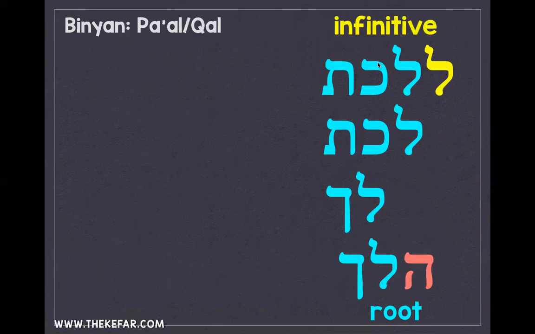So this, as you can see, is just a regular Paal verb. Now that we have the root, it's regular. It's not acha. It doesn't end in an ayin. It doesn't end in an aleph. It's just a regular verb. So we're going to conjugate it the way that we conjugate regular verbs.